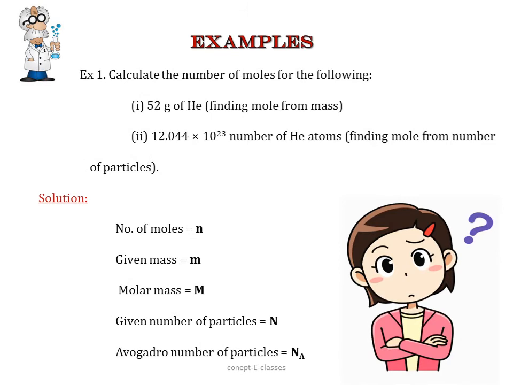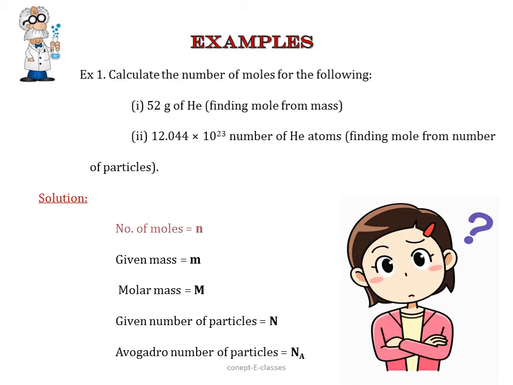So let's consider some examples to understand the concept of molar mass and the number of moles in detail. The first example is to calculate the number of moles for the following. 52 grams of helium is given, and we have to find the moles from this mass. The second part is 12.044 × 10^23 helium atoms, and from this number of particles we have to find the moles.